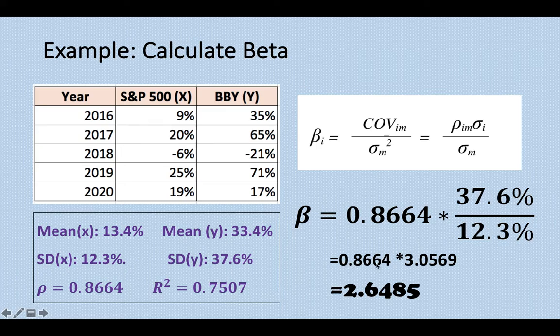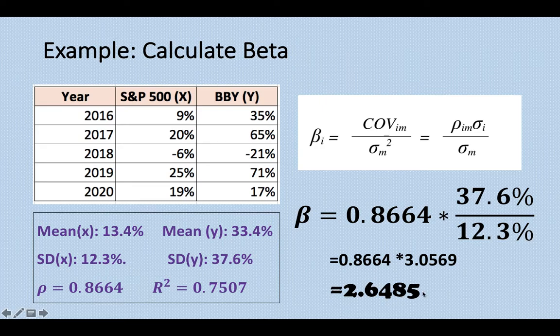The correlation coefficient basically tells you, say, 86% of Best Buy's returns are correlated with the stock market. So that tells you Best Buy has 3 times the volatility compared to the stock market, and 86% of that is affected by the overall economy. That's why it gives you 2.6485, this is the beta.